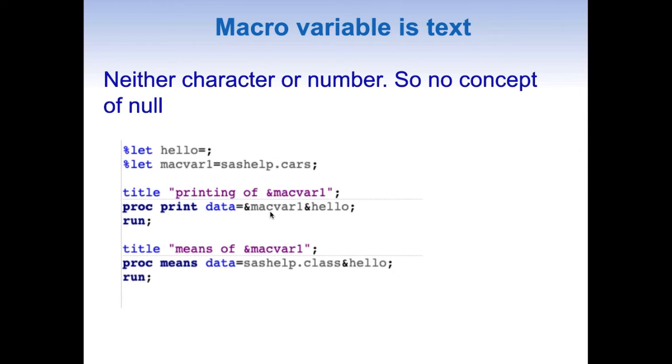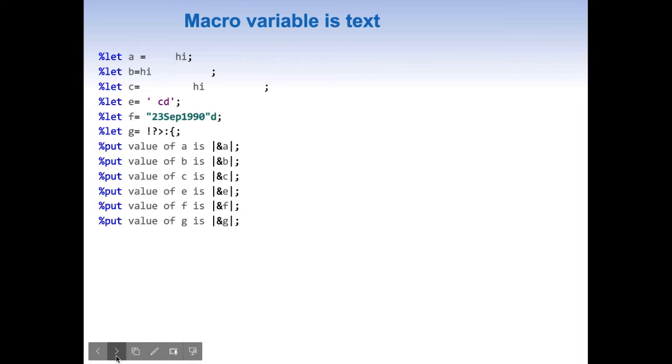In here I have proc print data equal to &macvar1, which resolves into sashelp.class, and &hello, which resolves into no text, so it just stays as sashelp.class and this proc print will run fine. Same is the case with proc means here, where I have sashelp.class and &hello. &hello does not have any text, so it stays as sashelp.class itself. This is a very important point to remember.